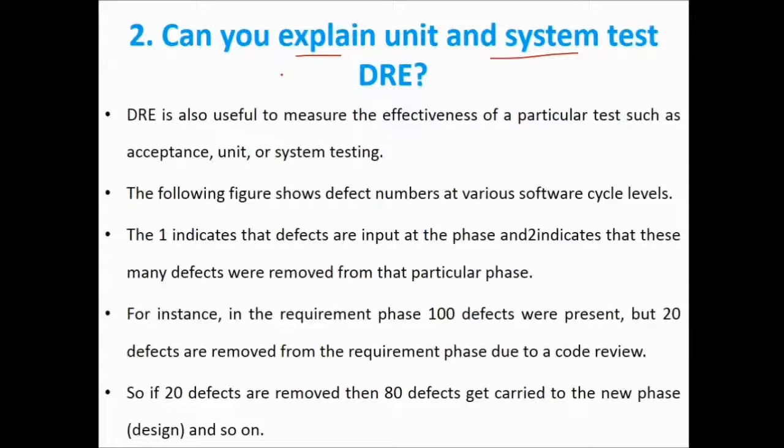Can you explain unit and system test DRE? DRE, as we have already seen, is also useful to measure the effectiveness of particular tests such as acceptance, unit and system test. We'll just see a figure which shows defect numbers at various software life cycle levels. The first will indicate that defects are input at the phase, and the other one will indicate that these many defects were removed from the particular phase.